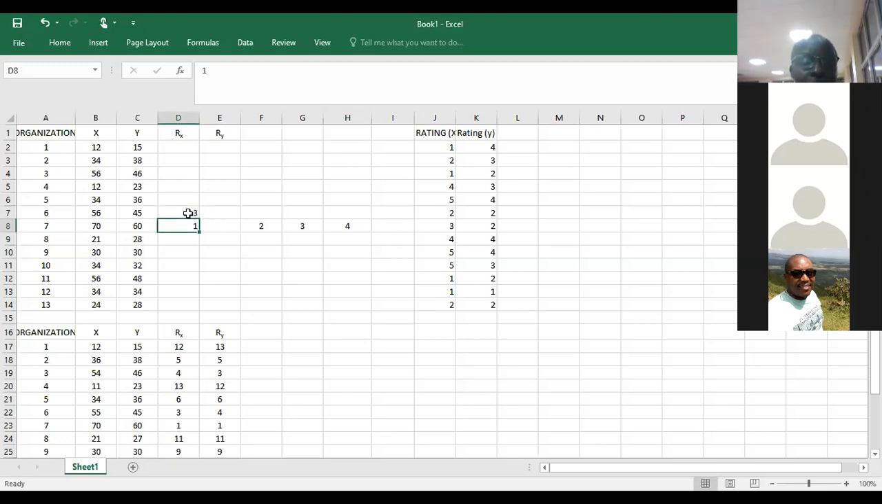Where's the other 56? Rank 3. The other 56 is where? Rank 3. Now you're on which rank? Rank 5. Should go to which one? What's the next highest value?